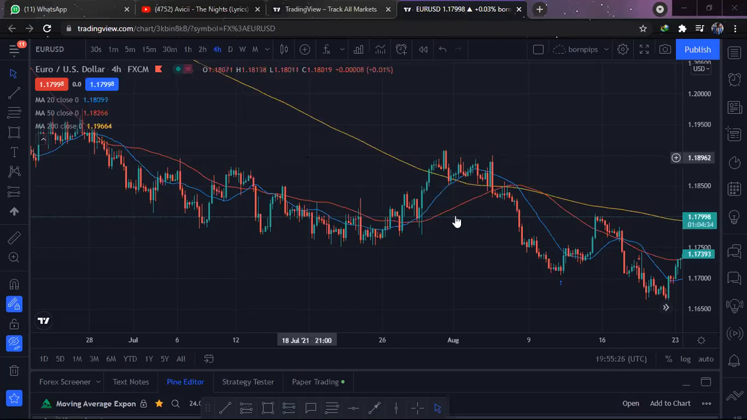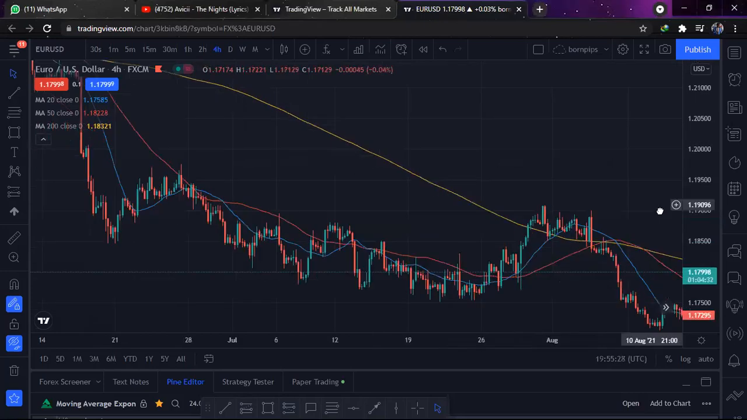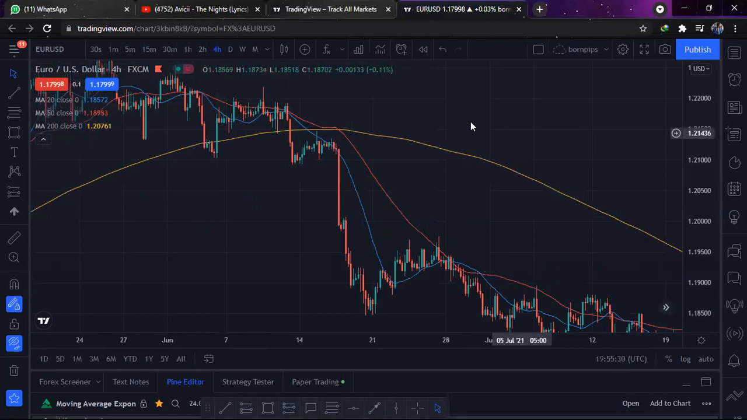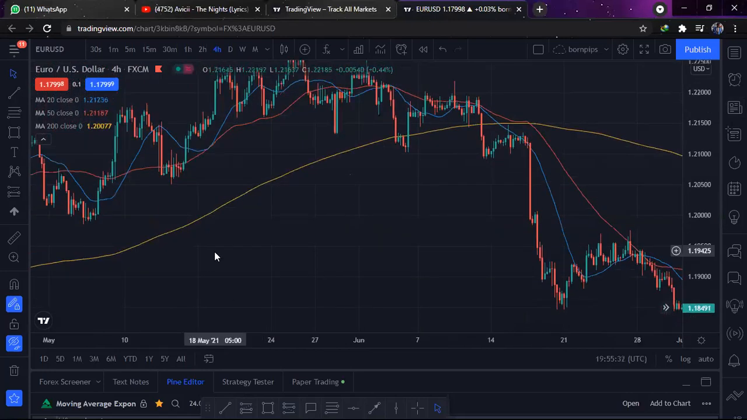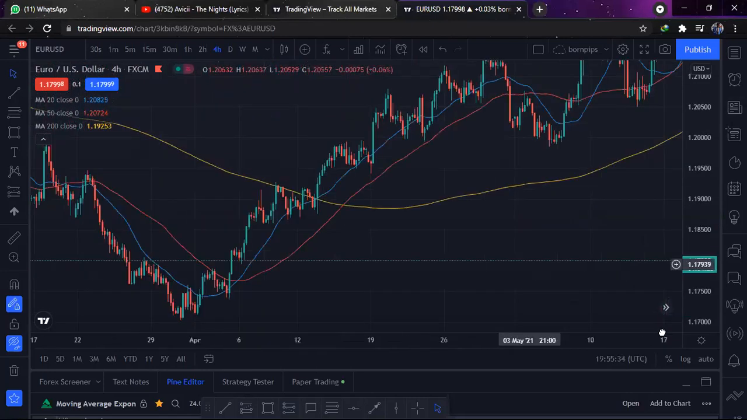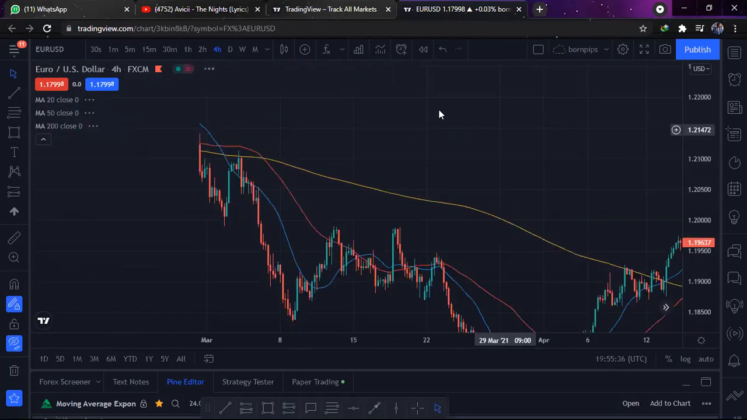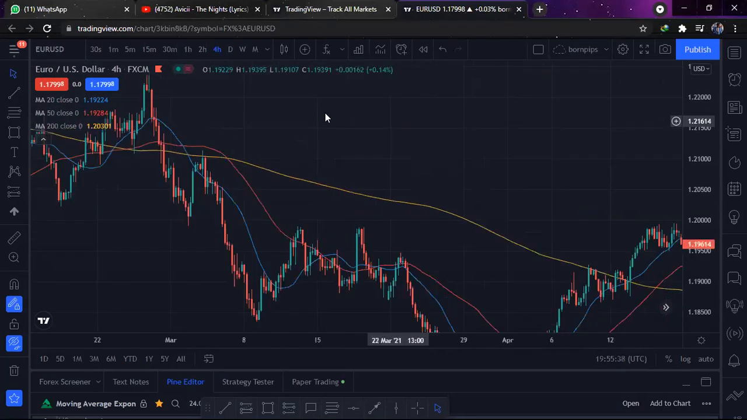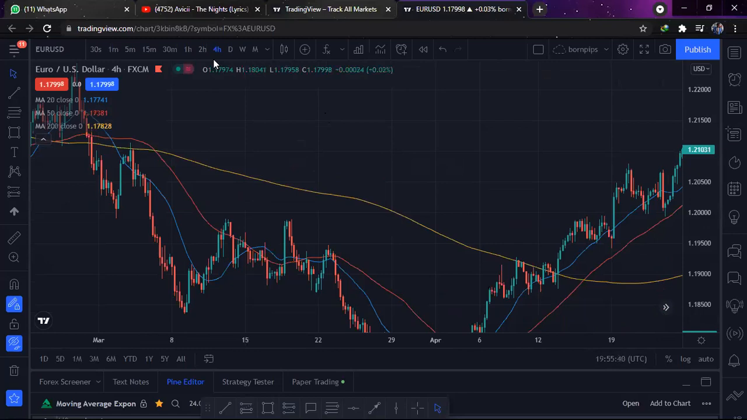See, with a 4 hour time frame, you can see nice and clear setups, right? I hope you all can see nice and clear setups on the 4 hour time frame. When you see an uptrend, when you see a downtrend, everything is clear. Let's go to the 1 hour time frame and then see.